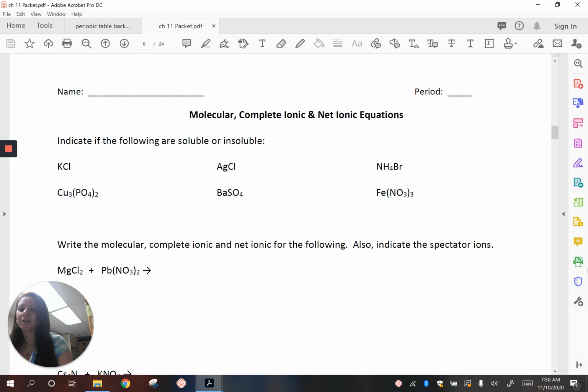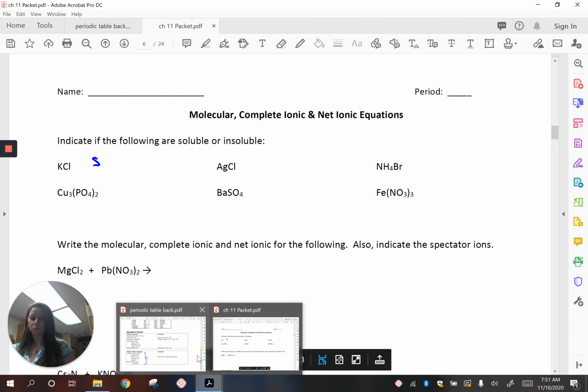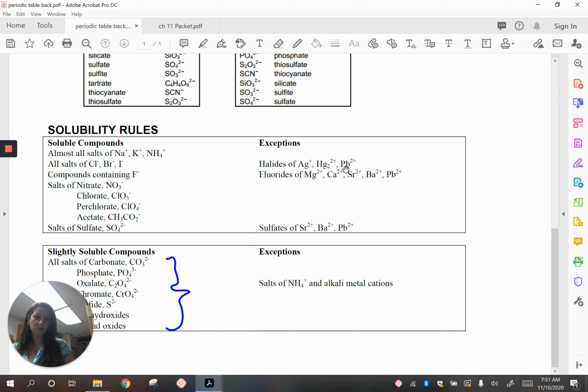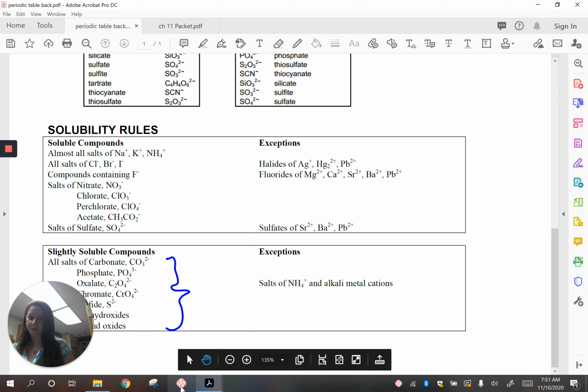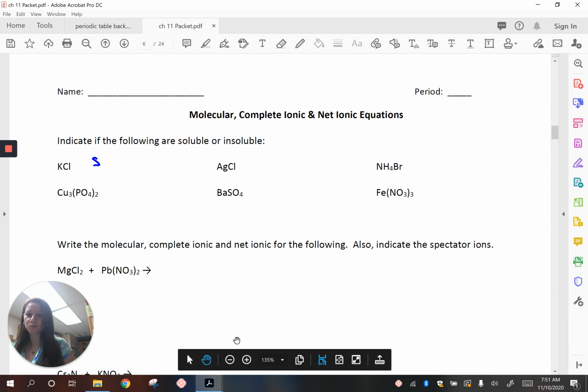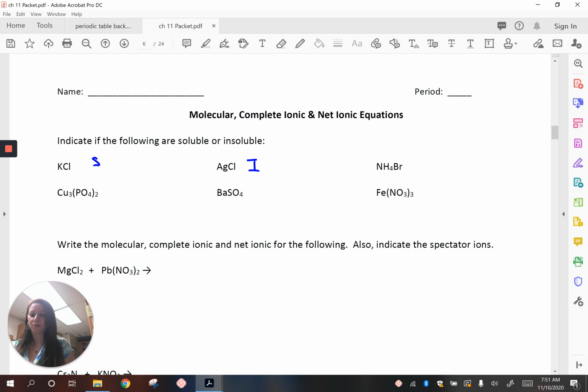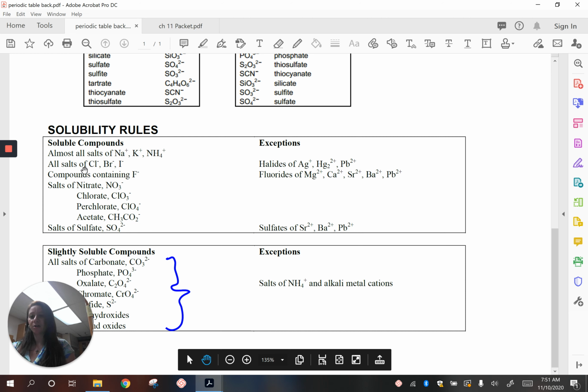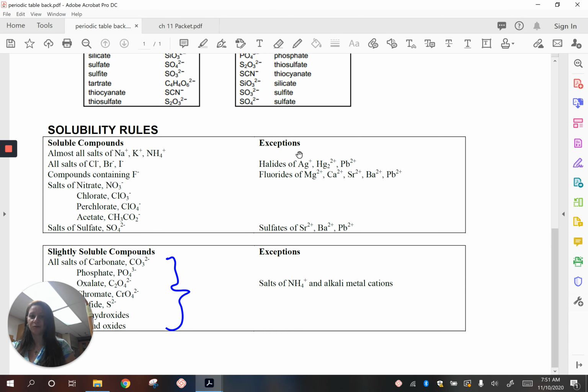KCl is soluble, and you can tell that because the first rule says that anything with potassium is soluble. The second rule also says chlorides are soluble with these exceptions. We don't have any of those, so definitely KCl is soluble. The next one is AgCl, and AgCl is insoluble, not soluble. If we look back at our rules, chlorides are usually soluble except when they're with silver, mercury, or lead. So we have silver chloride here, so that would not be soluble.